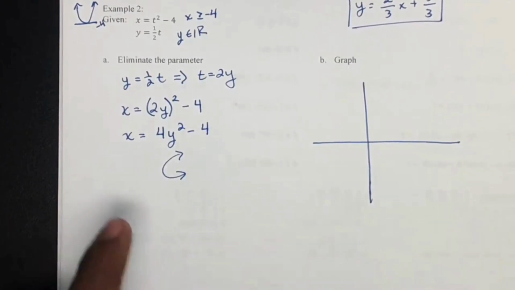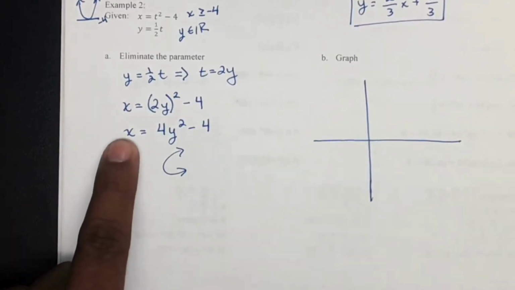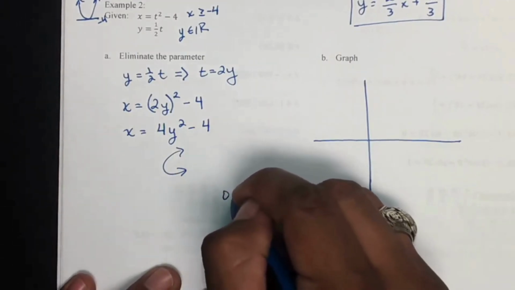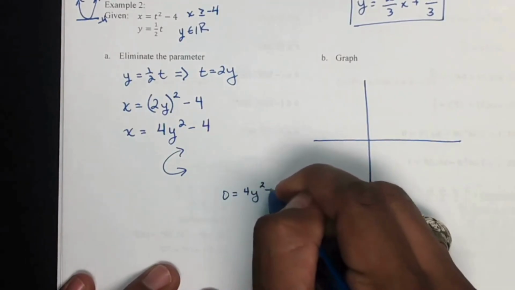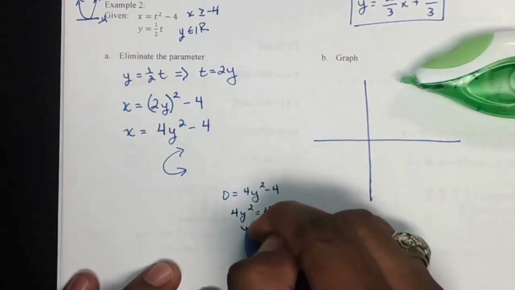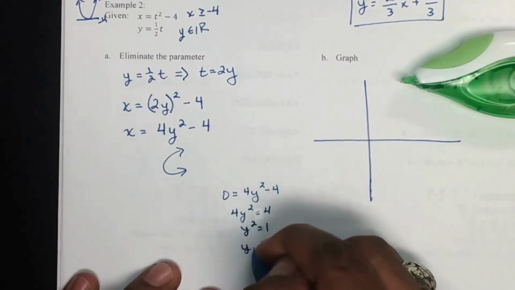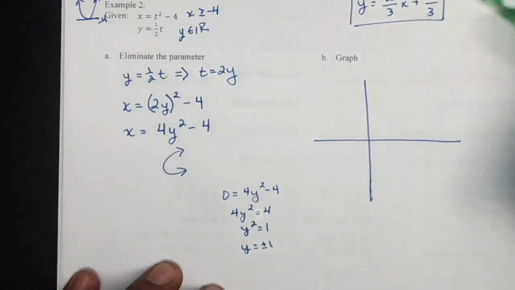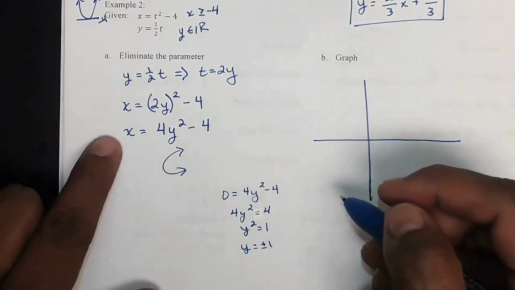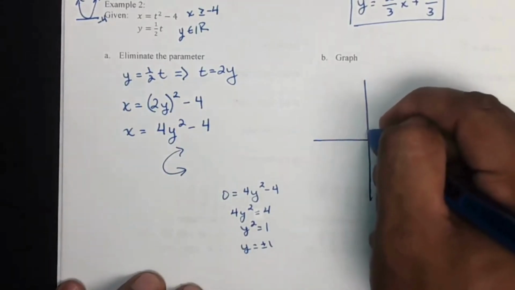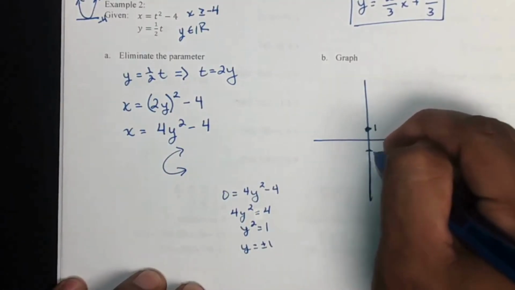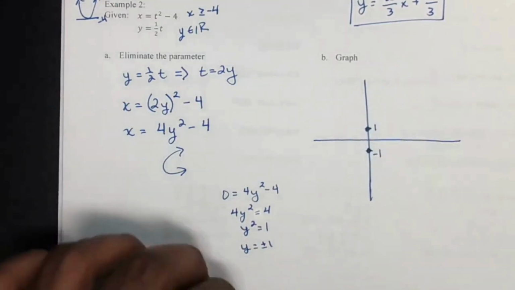So what we can do is we can plug in 0 for x and figure out what y is. So if I plug in 0 for x, I add the 4 over, divide by 4, and we square root that and get plus or minus 1. So that means I have a point at 0, 1, because that's where x is 0. So plugged in 0 for x, and y is 1, and then -1. So there's 2 points there.